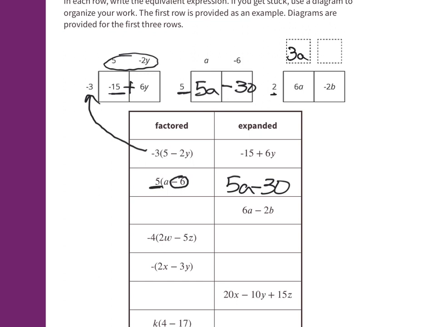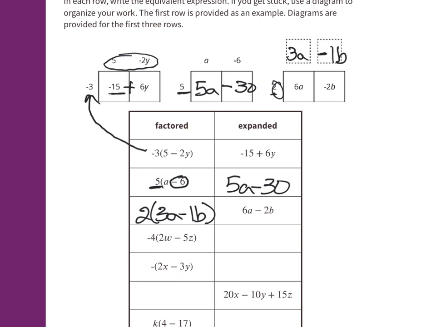Okay, and then negative 2 divided by 2 is negative 1, and then b. Okay? So 2's on the side of the box here, so it's going to go outside the parentheses. And then 3a minus 1b, or 3a minus b, goes on the inside. All right? So now we don't have a box anymore. We don't have a chart.